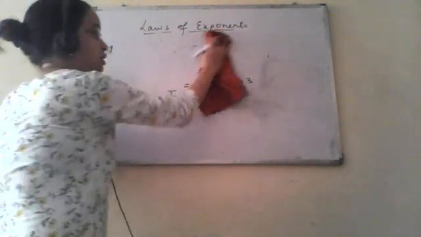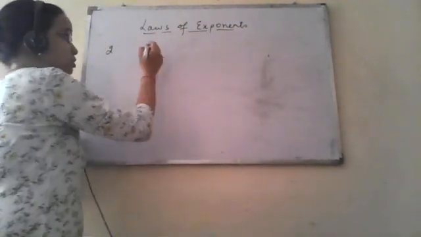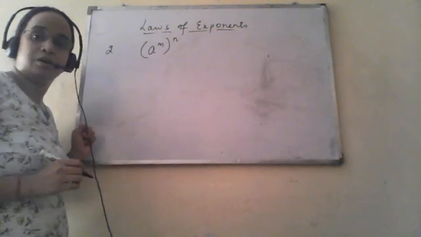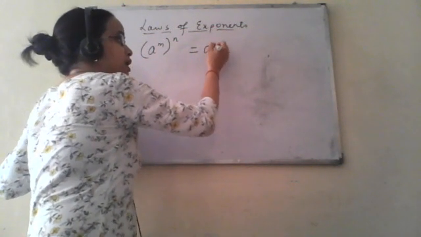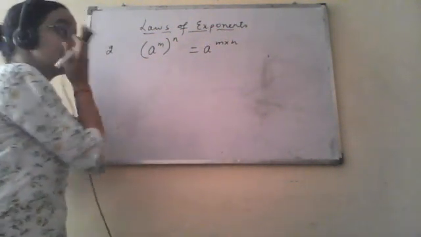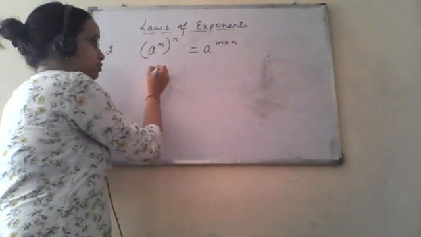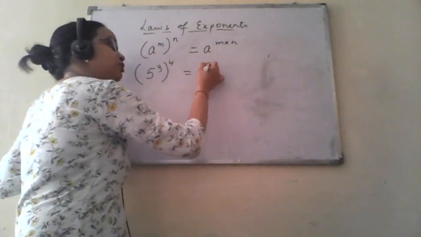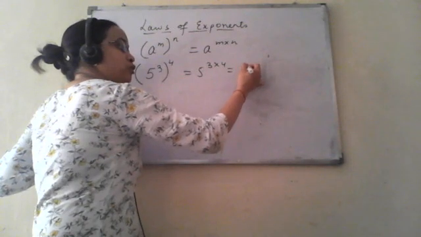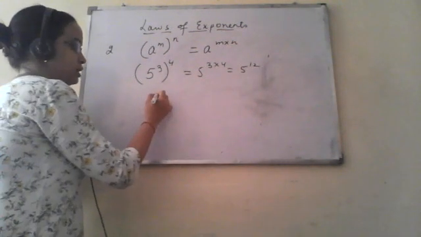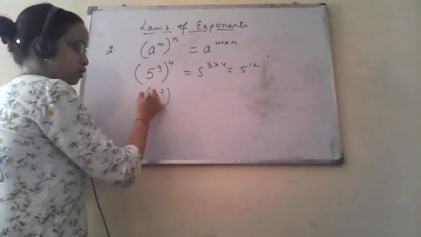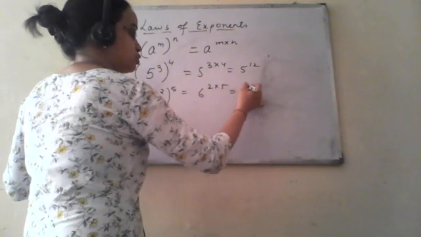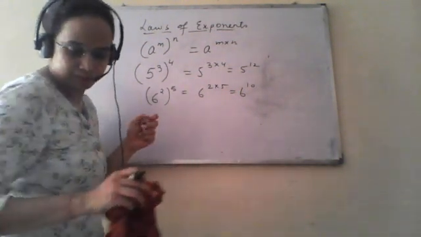Now this is clear. Now there is one more. If there is a to the power m raised to the power n, it will become a to the power m into n. Example: 5 to the power 3, whole raised to the power 4. It will become 5 to the power 3 into 4, that is 5 to the power 12. Clear? Another: 6 to the power 2, whole raised to the power 5. It will become 6 to the power 2 into 5, that is 6 to the power 10. Likewise. Clear?